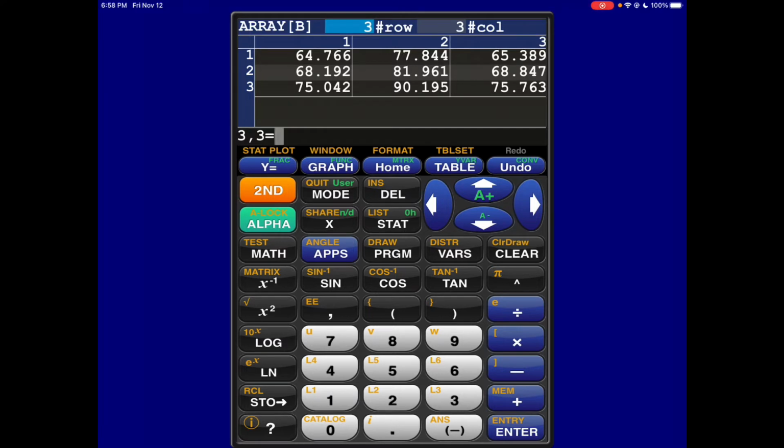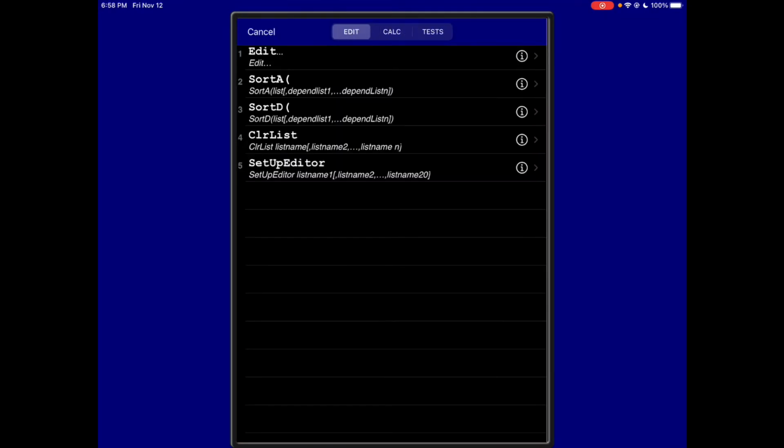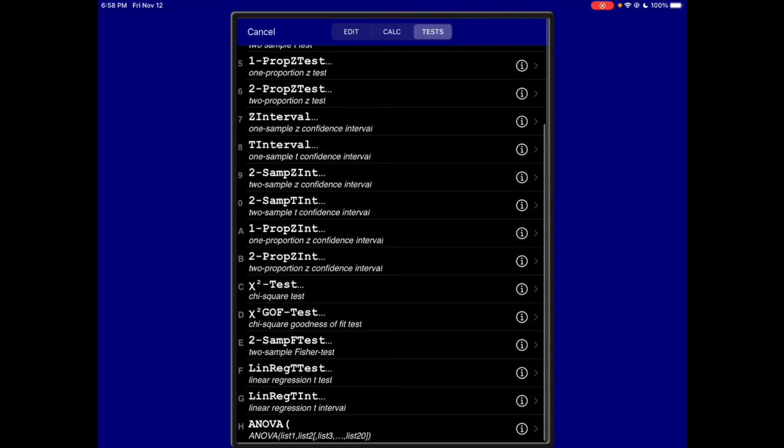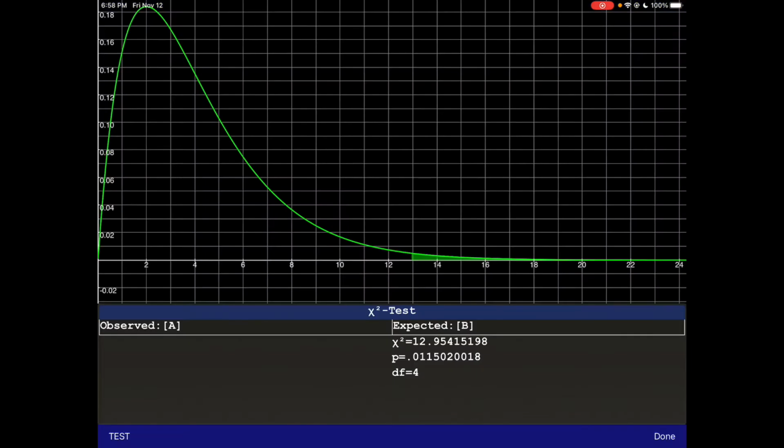So there's our 2 matrices. And so then what we have to do is just run a test. We get to our tests the same way that we did before, by pushing the stat button. You're going to go to tests, and then down towards the bottom, just before you see Anova, you see what looks like X2-test. That's chi-squared test. So I'm going to press on that.